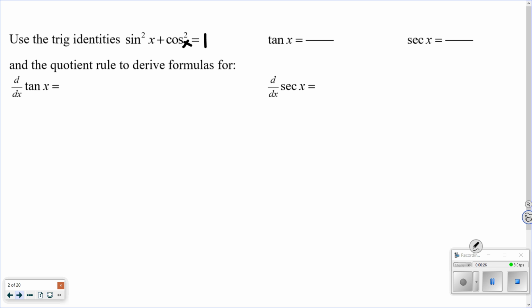So one of them was if you have the sine squared of x, plus the cosine squared of x, it always equals 1. That was a trig identity you guys learned last year. We reviewed that when we did chapter 0.